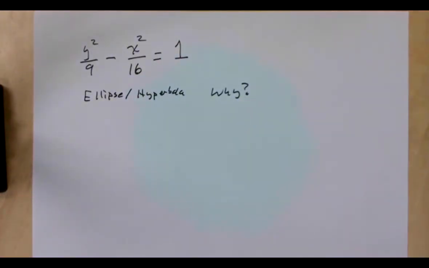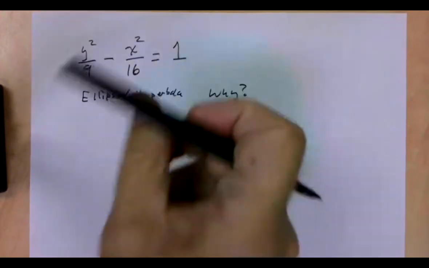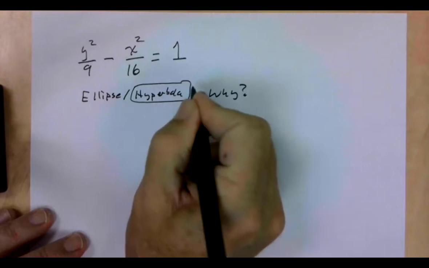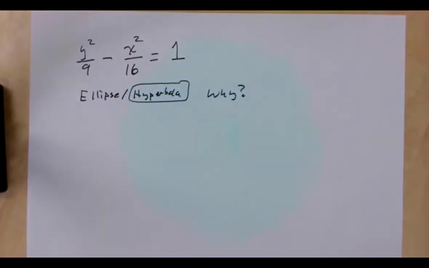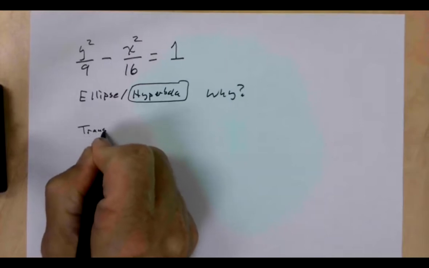Well, our form is still the same. Something squared over a number minus something squared over a number equals 1. But if there's a minus sign in the middle, this is a hyperbola. So the next question I'm going to ask you is, what is the transverse axis?